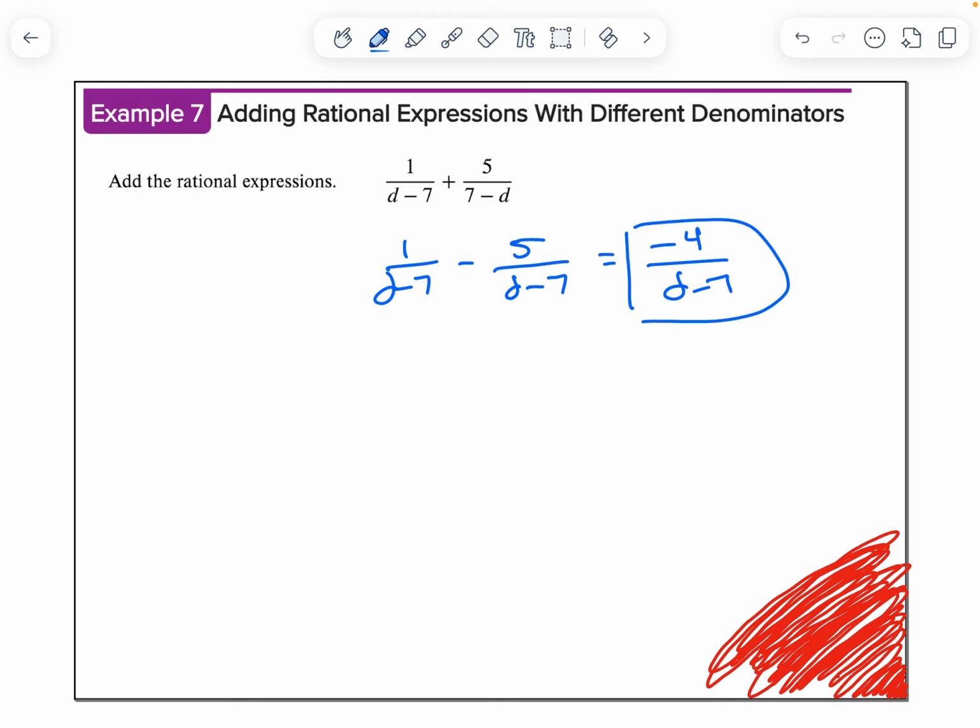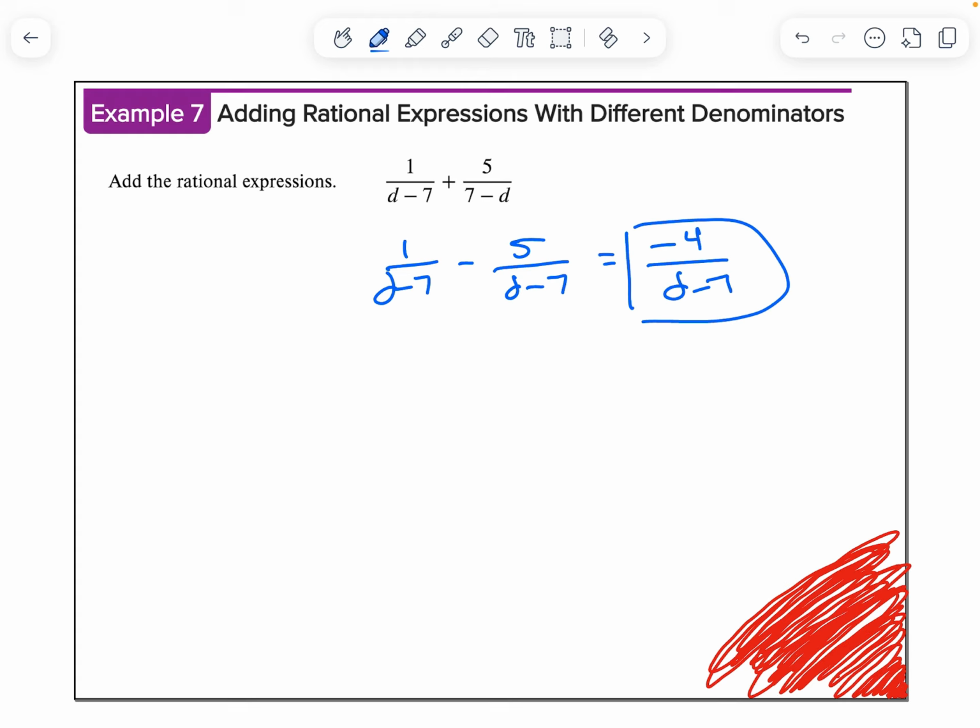Now, you could have gone through and distributed. You would have just ended up with some things that you had to factor at the end and simplify. You could have said your LCD was d minus 7 and 7 minus d, multiplied all the things together, and combined like terms. You just would have had things, like I said, at the end that would have simplified.